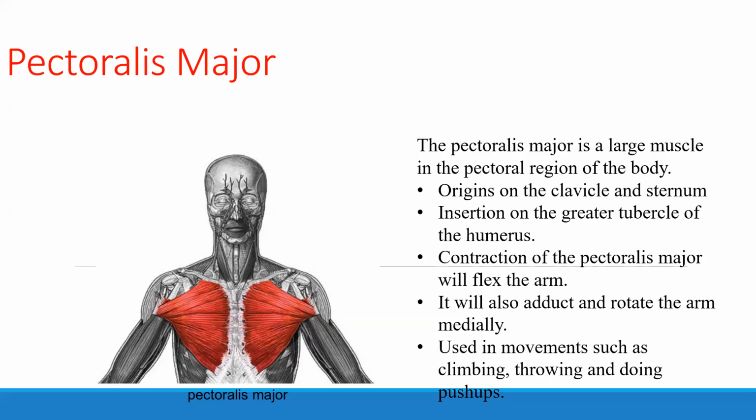Pectoralis major. It allows us to move our arm. It allows us to flex the arm, to rotate the arm. It inserts on the humerus at the greater tubercle. When we are climbing a ladder, for example, when we're throwing things, when we're doing push-ups, we are using our pectoralis major.